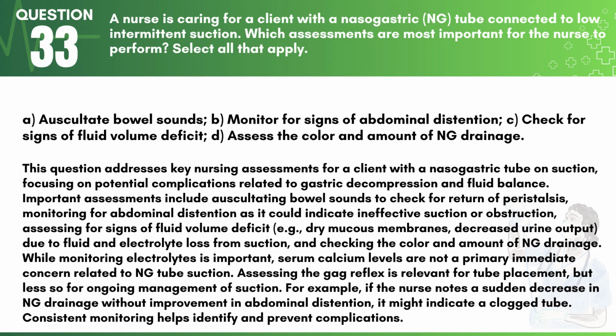For example, if the nurse notes a sudden decrease in NG drainage without improvement in abdominal distension, it might indicate a clogged tube. Consistent monitoring helps identify and prevent complications.